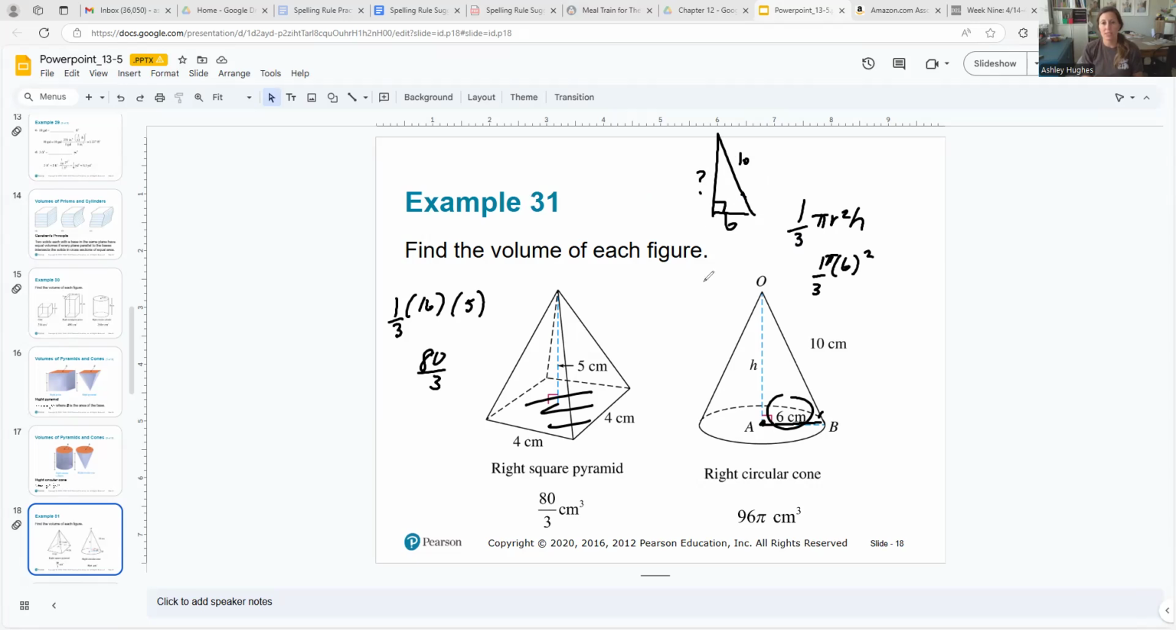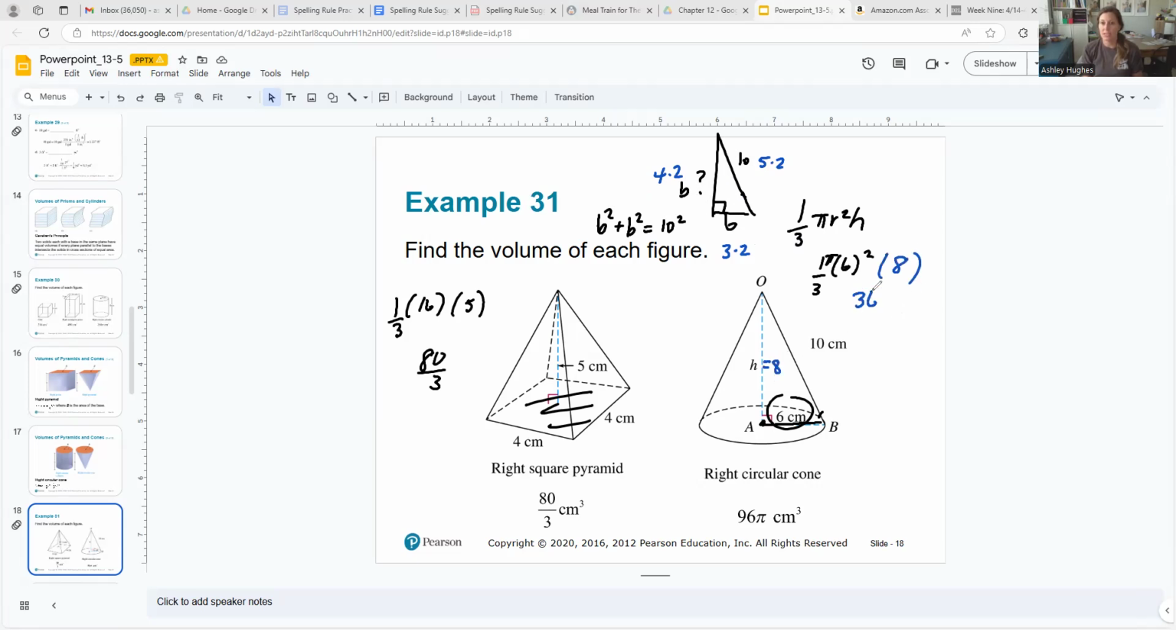So how do I figure out what this is? Well, that is like b in your Pythagorean theorem. So 6 squared plus b squared equals 10 squared. Or if you remember the trick that really helps, it's 3, 4, 5. This is 3 times 2. This is 5 times 2. That makes this 4 times 2. So that means this missing height is 8.